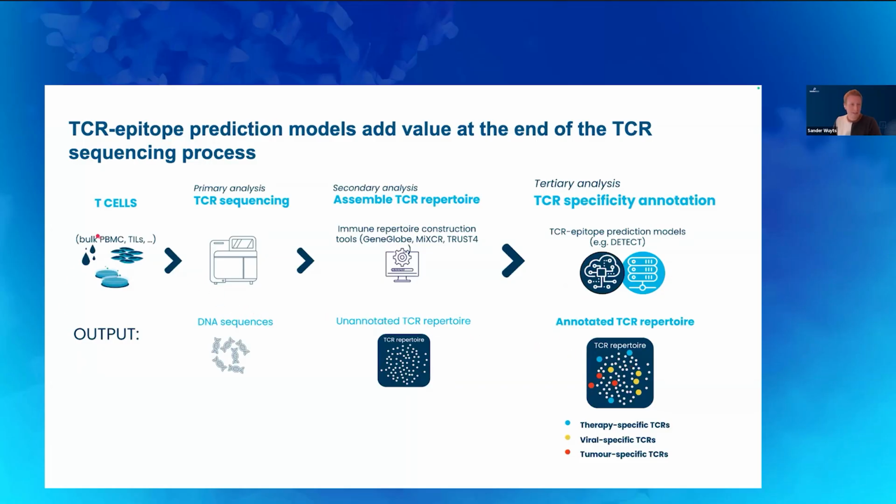So usually you start with your T cells. This can come from bulk PBMCs or from TILs, for example. You do your sequencing and you end up with what we call an unannotated T cell repertoire. It's only when you have constructed your T cell repertoire by assembling all of your different reads into clonotypes that a tool like ImmuneWatch DETECT can come in. We basically take this unannotated T cell repertoire as an input and then output an annotated T cell repertoire where we try to fish out viral specific TCRs or, for example, tumor specific TCRs.